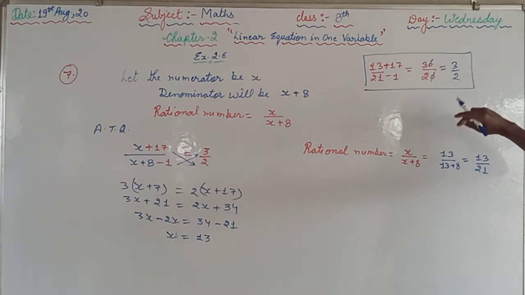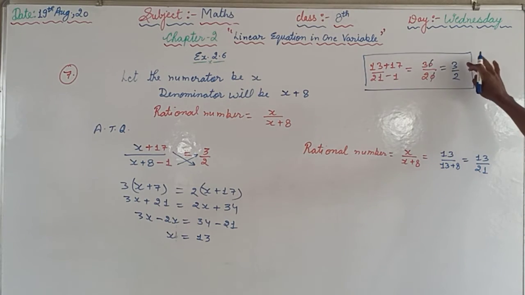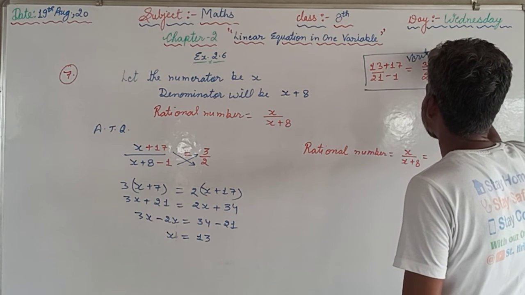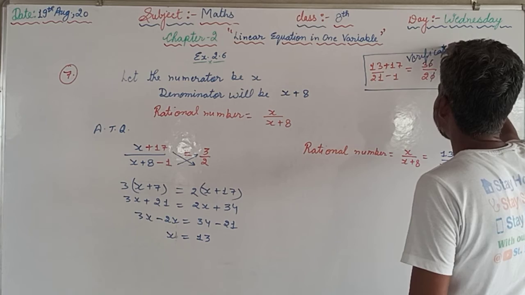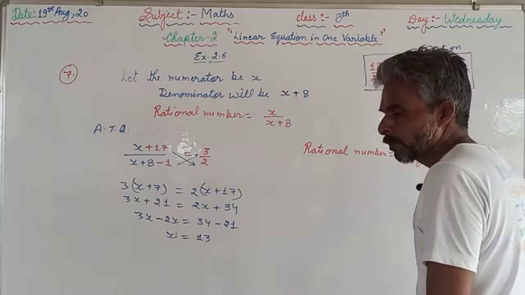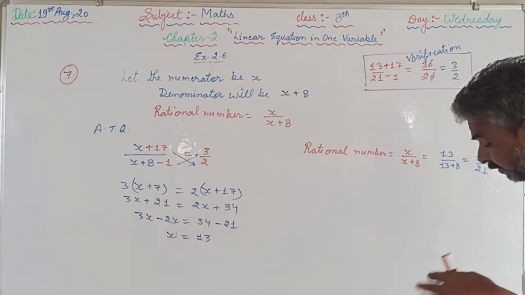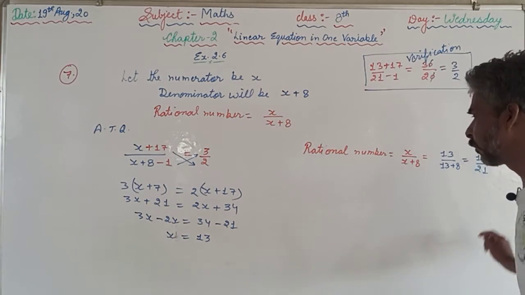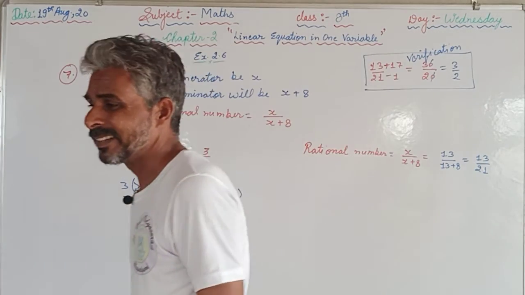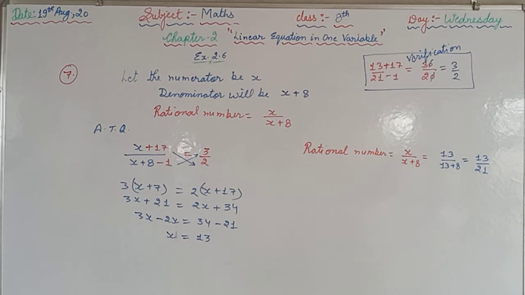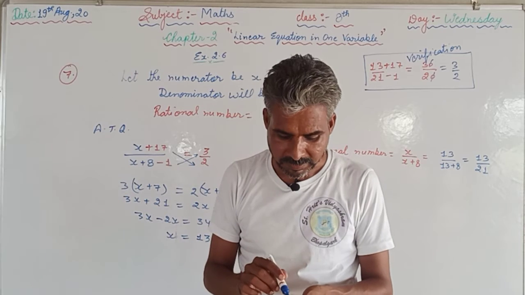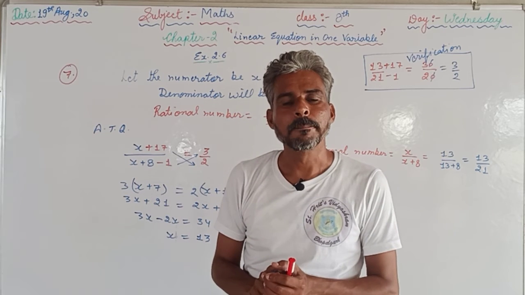If we get any rational number other than 3 by 2, it means our answer is wrong. So this is how we can verify our answer without seeing the answer sheet given at the end of the book. So the answer is 13 upon 21. 13 upon 21 is the required rational number. In this way our exercise is complete, as well as the chapter is also completed.